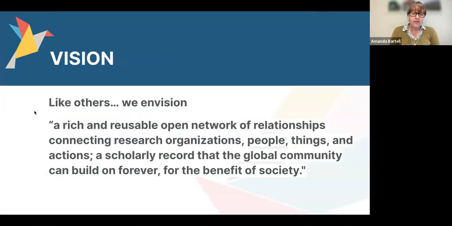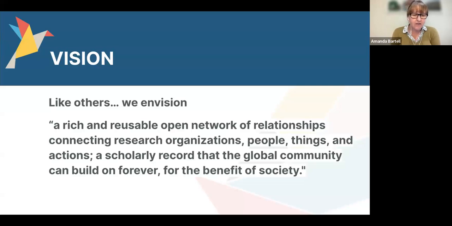So just to kick us off, a few definitions really. This session is all about building a robust research nexus. So let's start with what we mean by that. Crossref's vision describes this fairly well, I think. So like others, we envision a rich and reusable open network of relationships connecting research organizations, people, things, and actions, a scholarly record that the global community can build on forever for the benefit of society. And that thing is what we refer to as the research nexus.